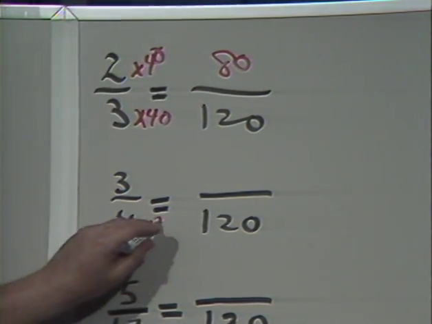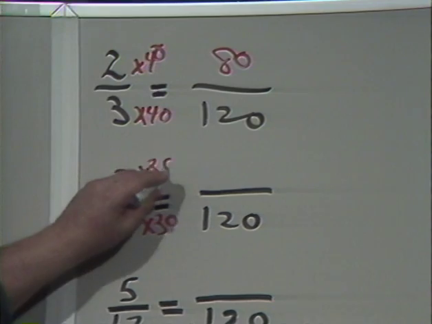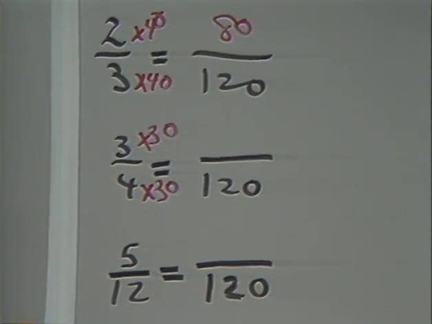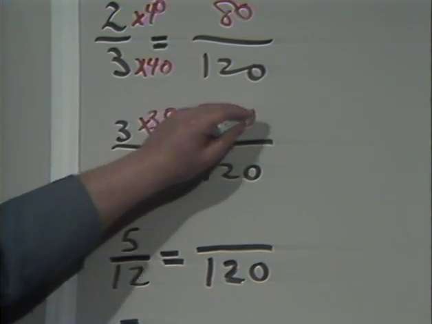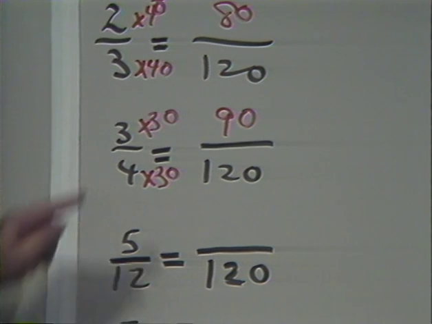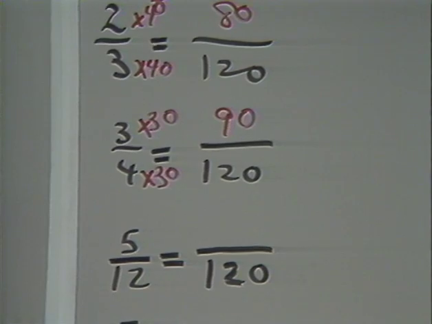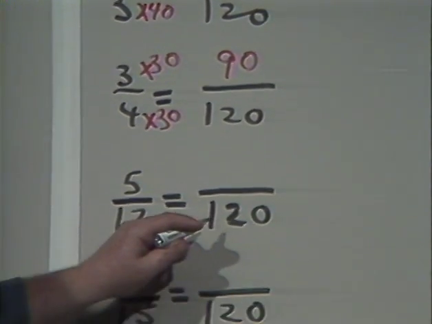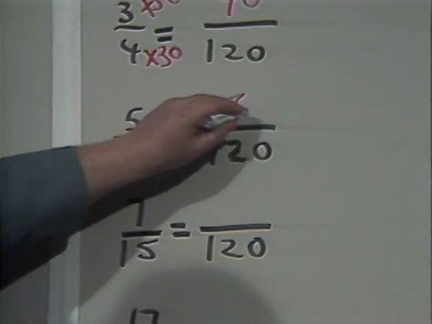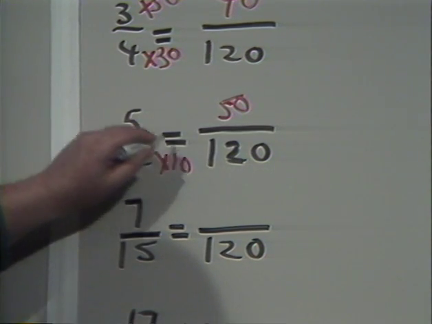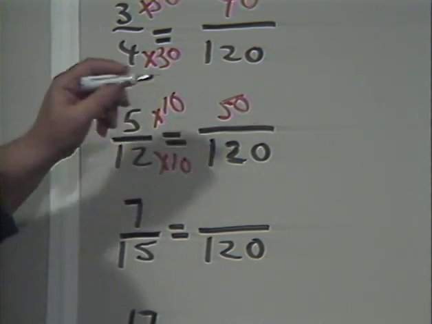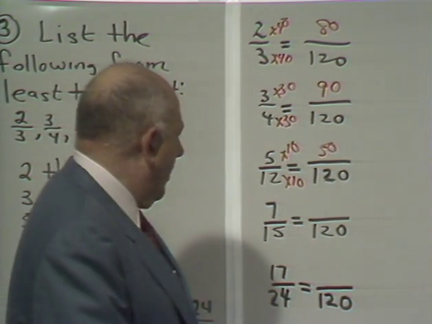4 goes into 120 30 times. If we multiply downstairs by 30, we have to multiply upstairs by 30. 3 times 30 is 90. See, at a rate of 3 out of every 4, you're taking 90 out of every 120. 12 goes into 120 10 times. 10 times 5 is 50. See, at a rate of 5 out of 12, you're taking 50 out of 120.